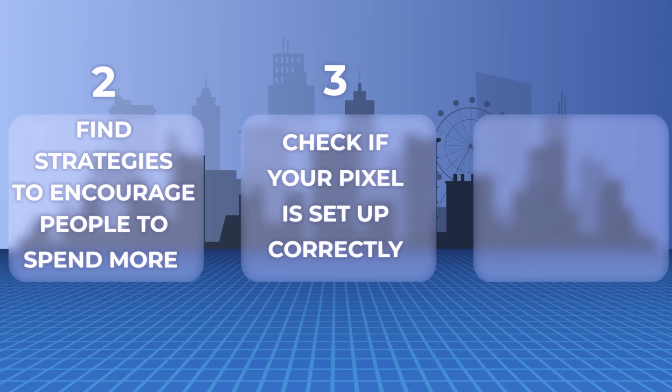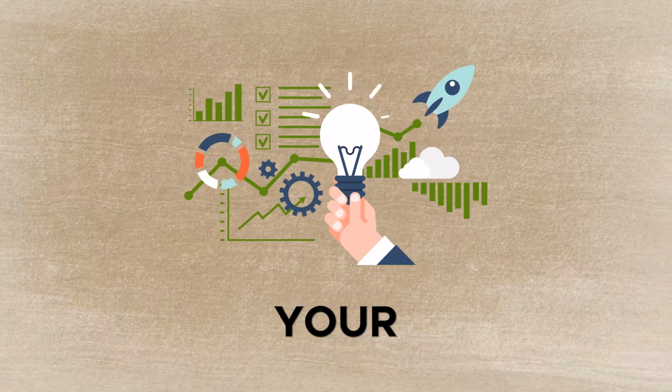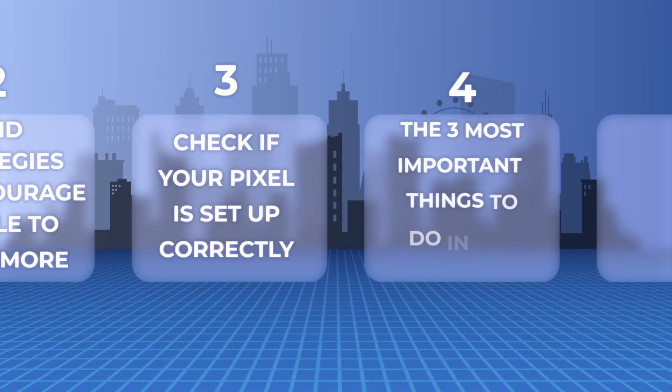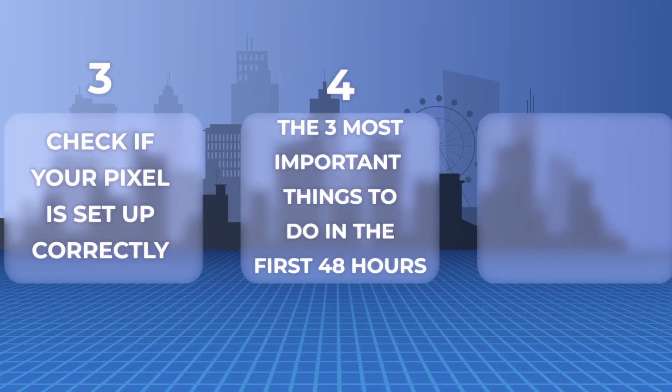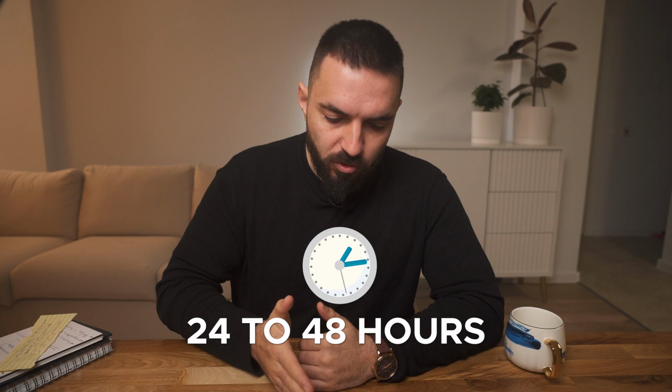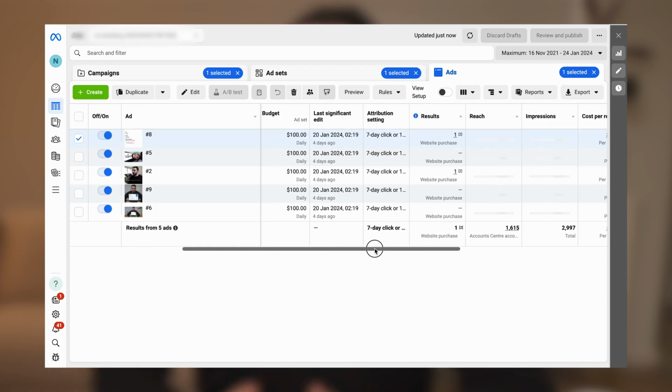to step number 3. Double check if your pixel is set up correctly and if you're optimizing your campaigns for the right objective. I know this sounds way too easy, but it happened to me many times where something happened with my conversion tracking and I wasn't tracking my sales and leads properly. So I always make sure my pixel is tracking the sales and leads coming my way. Now everything is set correctly, the campaigns are working, the pixel is tracking, and this brings me to step number 4, which has a lot to do with the first 24 to 48 hours after the campaign is running.